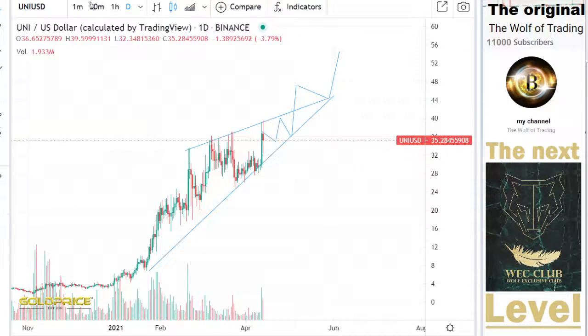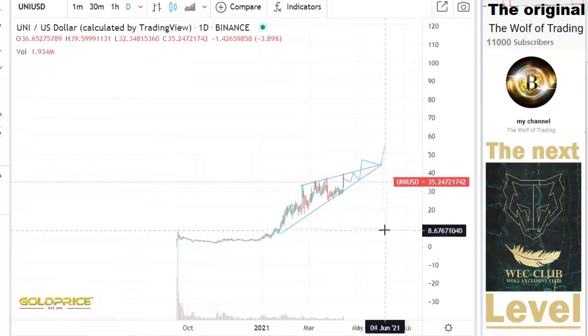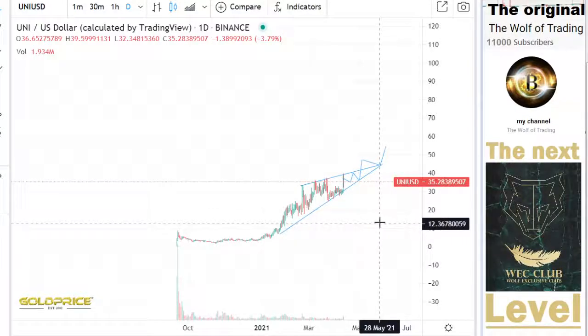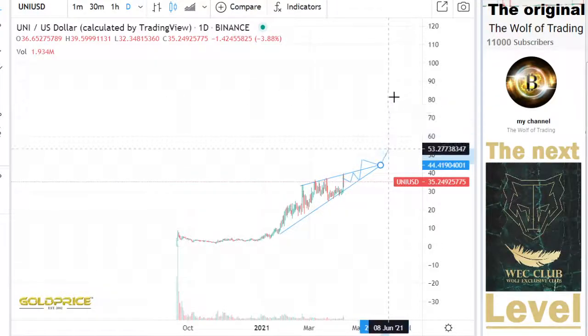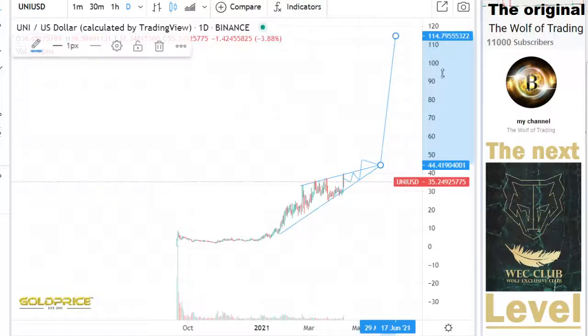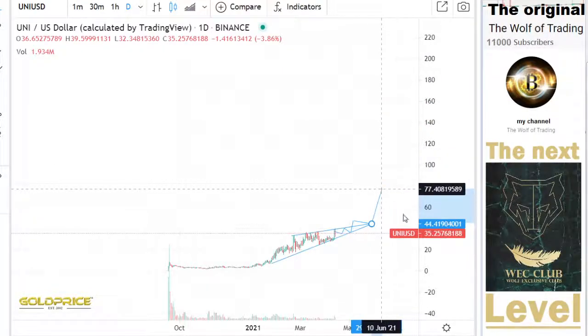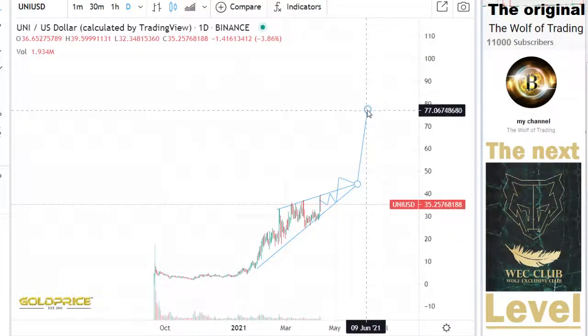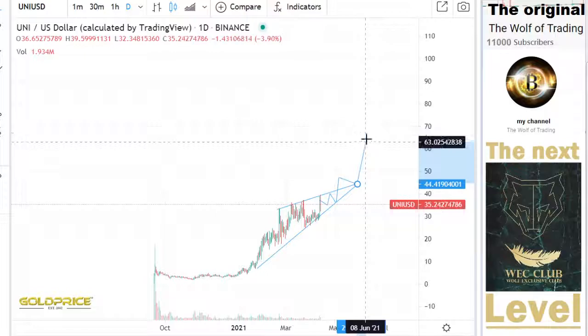So let's look at Uniswap, and you can see here also the same formation. I expected that the price will go to the top side, and this is not the end. If you want to know the end target, then please contact me in the Wolf Exclusive Club, because this is really not the end target here. I think we'll see much, much higher prices. But if you want the end target, maybe $100, $120, or $200, this is the question. And in the Wolf Exclusive Club, you get a new video from my side in which we predict the end target here.